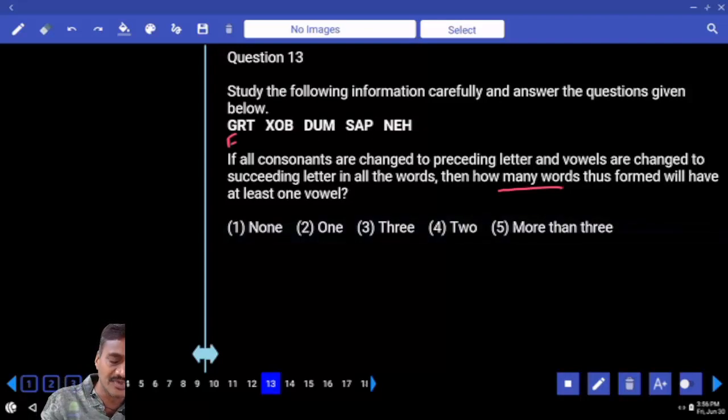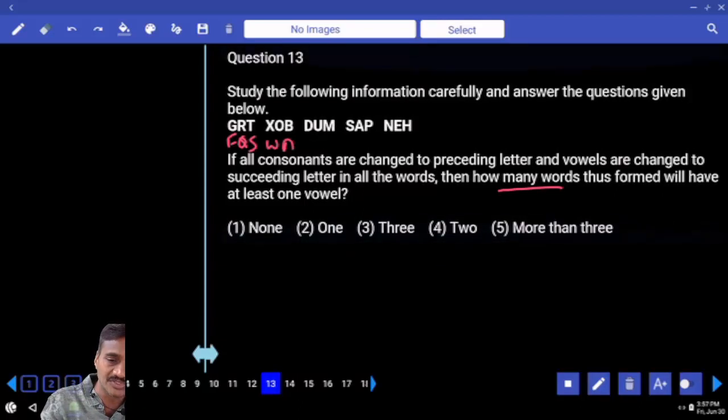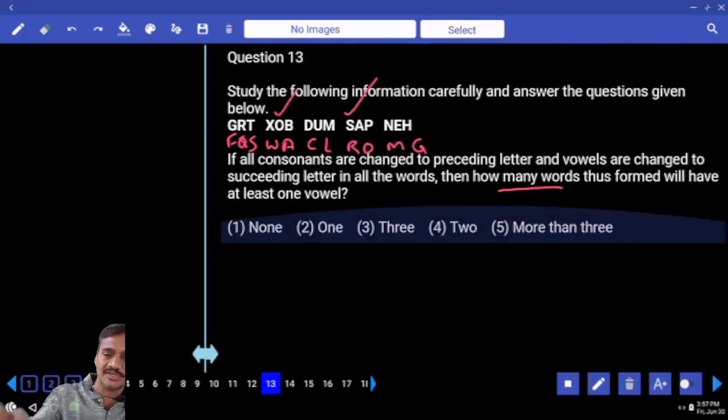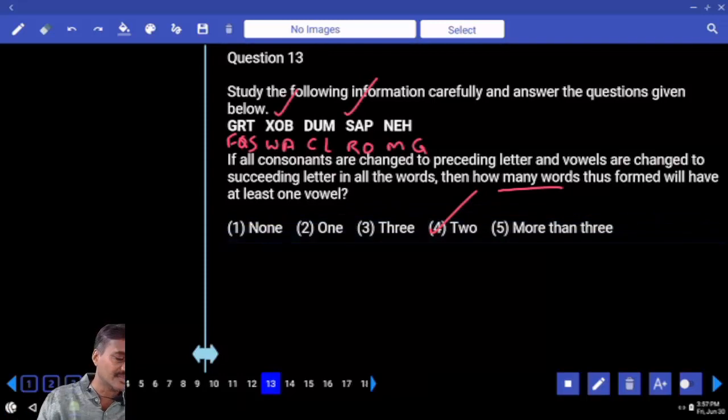Now this is F and Q, and this is S. Now W, and this is A. D minus 1 is C. L. S minus 1 is R. This is O, and this is M and G. Then at least one vowel. Here there is a vowel, and here again there is a vowel. Then there are 2 such words where we can have at least one vowel.